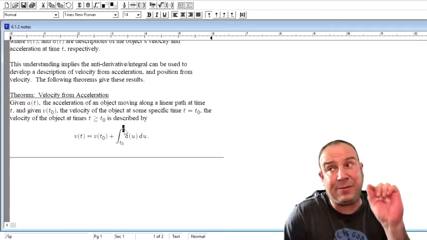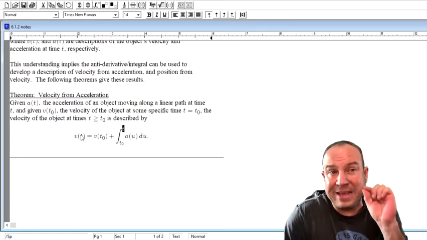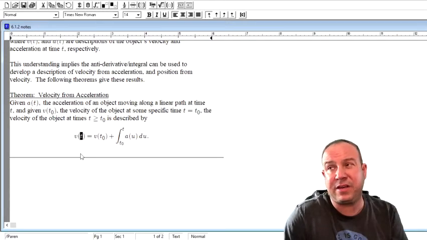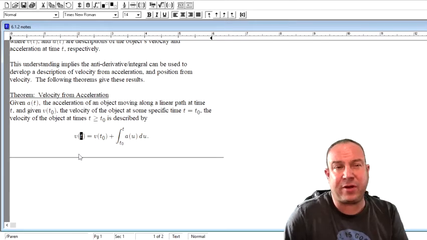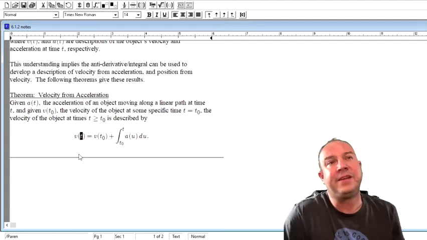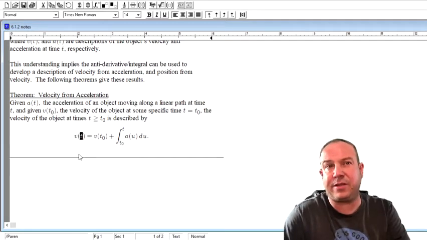Now t, we have to take note, is the independent variable of the function. T is going to be variable in this calculation. Nothing goes in for t. T works itself through the calculation as a variable.